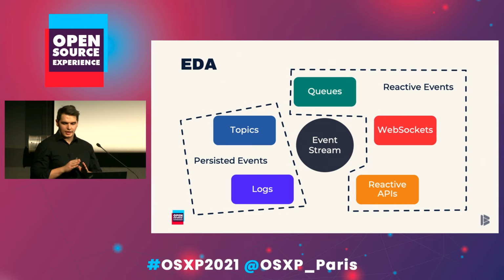However, there is a slight difference between these types of event streams. For example, queues, WebSockets, and reactive APIs support only reactive events, whereas topics and logs actually use persistent events. So the main difference is that with reactive events, we can only consume the events once, and then they're gone. We cannot really get them back. With persistent events, with topics and logs, we can actually query them back. We can query them as long as we want, how many times we actually want them.